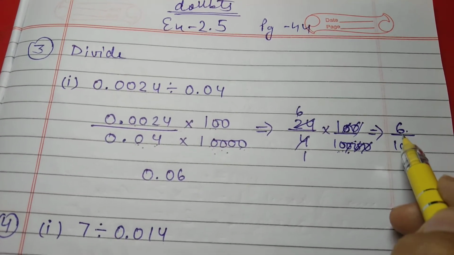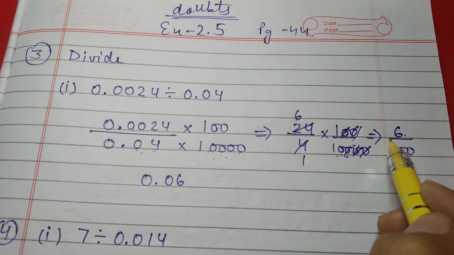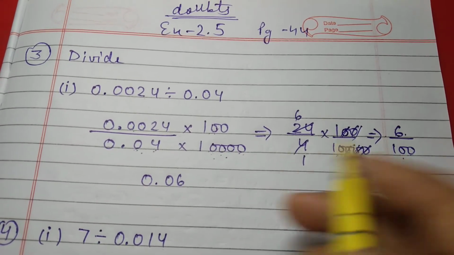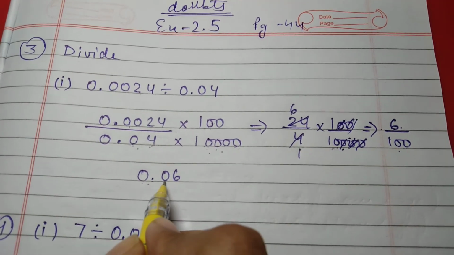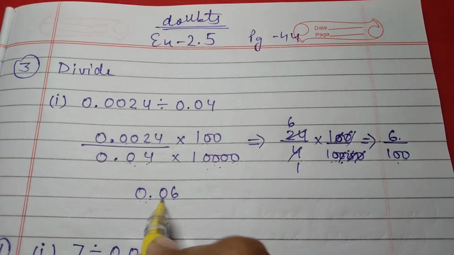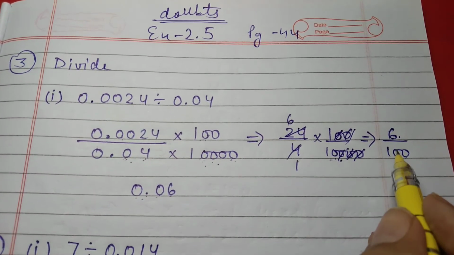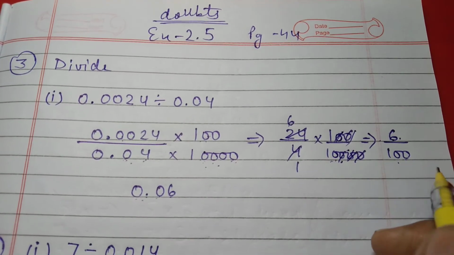If you see, one digit is there but we do not have any more digits, so we'll place a 0 here and put the point here. So the answer will be 0.06, because it is divided by 100, so we have to manage 2 digits after the point.